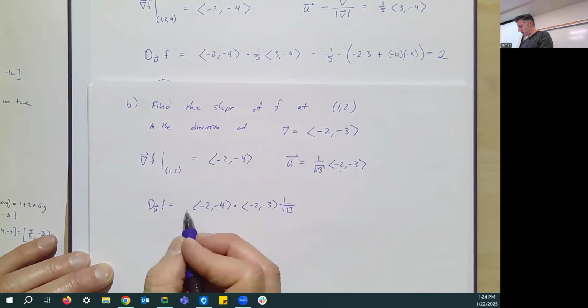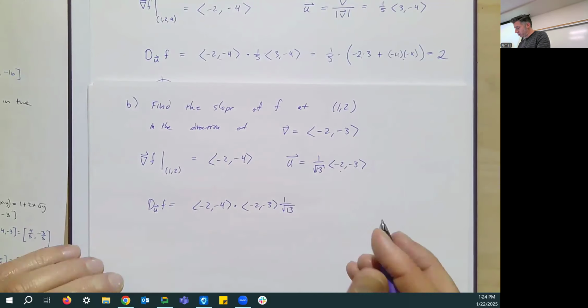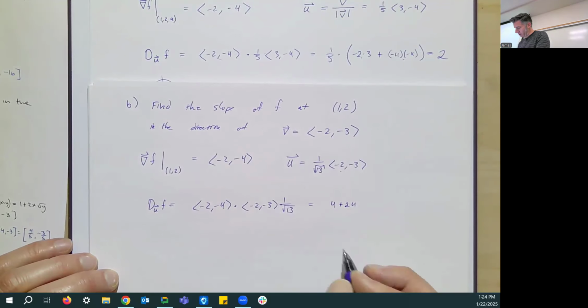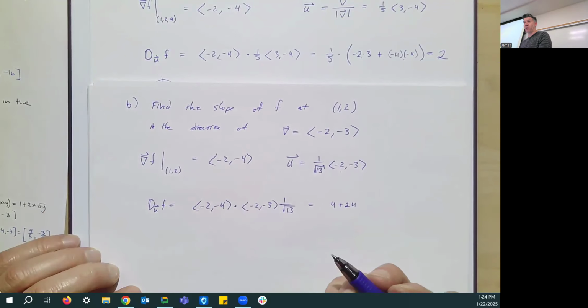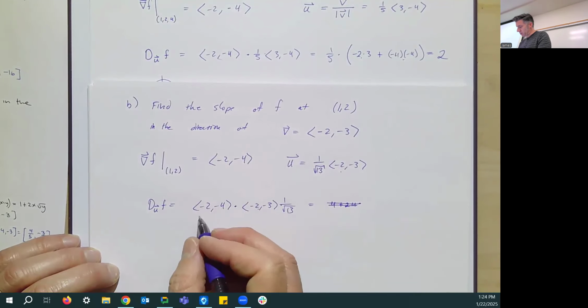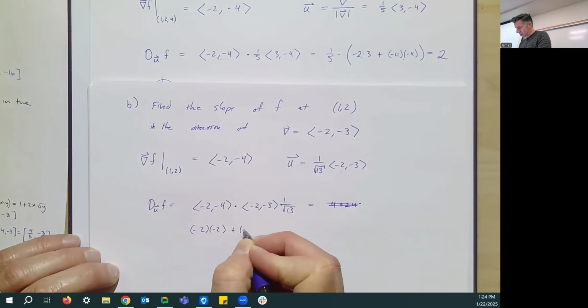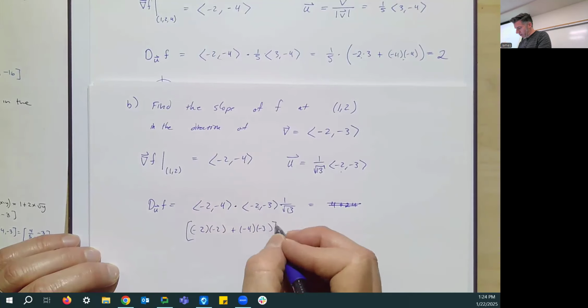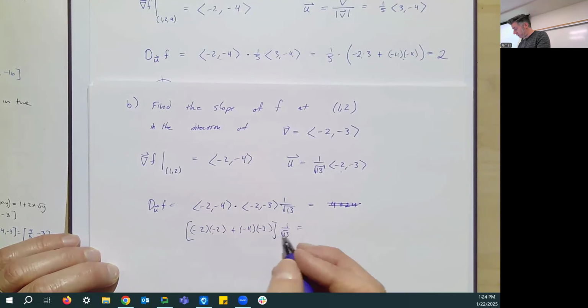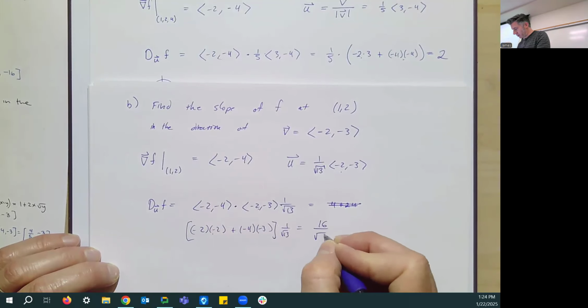So dotting these together, I get 4 plus 24. That's going to be 4 plus 24, right? 4, nope, not 24. I saw a 6 where there was a -3 instead. Sorry, 4 plus 12. Maybe you should write out your work, James. -2 times -2 plus -4 times -3. All that times 1/√13. Which is going to be 4 plus 12, 16/√13.